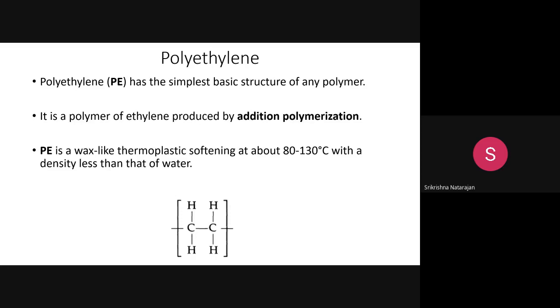And what is polyethylene? It is a wax-like thermoplastic. Its softening temperature is very low, around 80 to 130 degrees centigrade, and its density is less than that of water. That is why when you take the polyethylene fiber and put it in water, it will float, because the density of the polyethylene fiber is less than 1, less than the density of water.